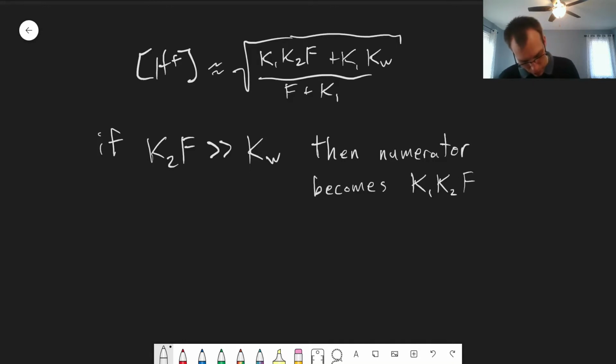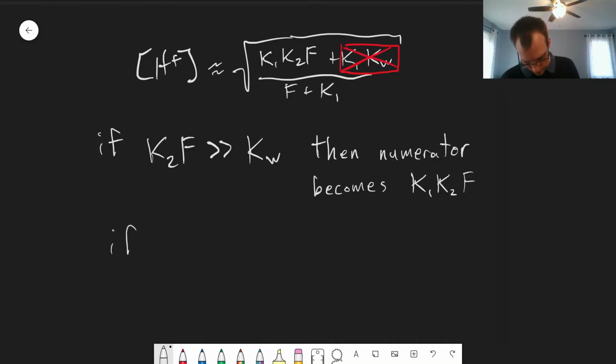Basically, we can ignore this second term because Kw is a very, very small number. All right, so that's if this inequality is true, if K2F is much, much bigger than Kw, which is usually the case. While K2 is small, it's usually not so small as Kw. This term we can effectively ignore.